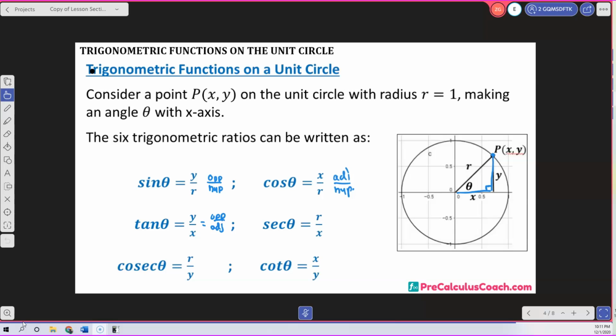And now we have what we call the reciprocal functions. We have secant theta, which is going to be the reciprocal of cosine, which is hypotenuse over adjacent. Cosecant is going to be the reciprocal of sine, which is equal to the hypotenuse over the opposite. And of course, cotangent is going to be the reciprocal of tangent, which is adjacent over opposite.